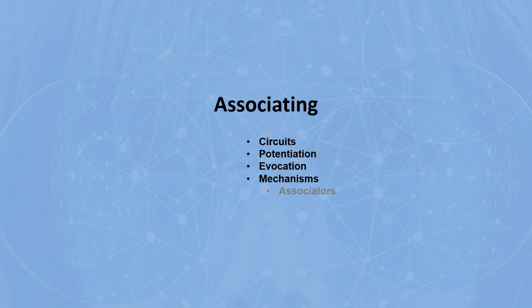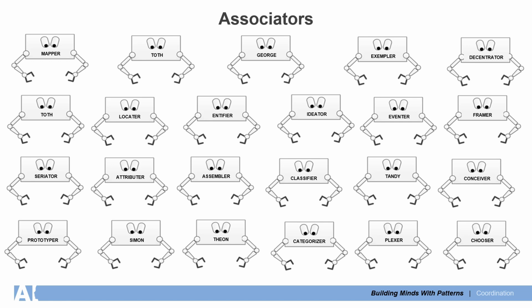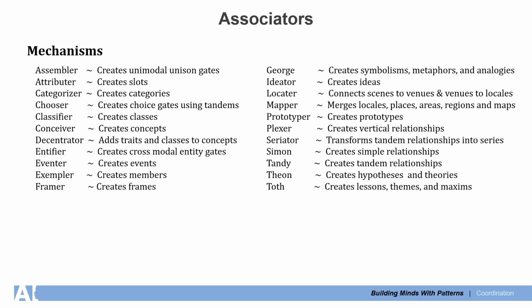Mechanisms. Associators. There are many associators. They all have specialized functions. The assembler creates unimodal unison gates. The attributor creates slots. The categorizer creates categories. The chooser creates choice gates using tandems.